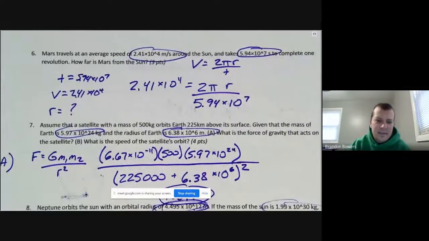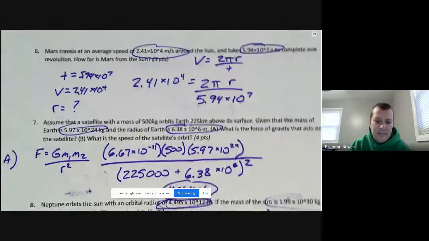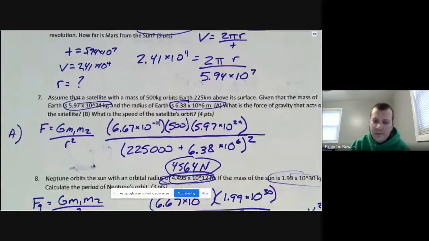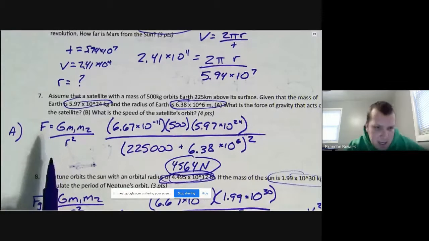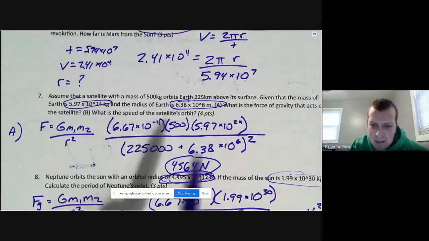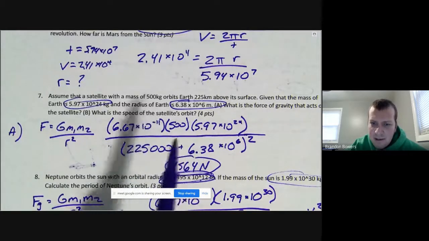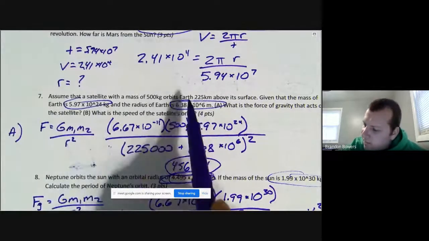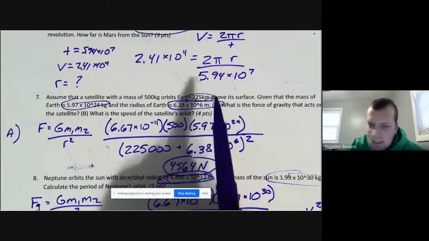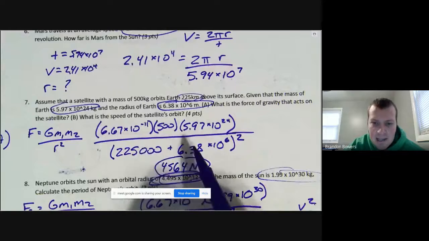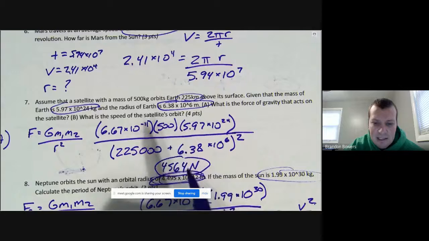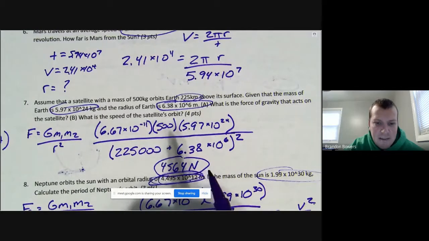Number 6, part A, just how to use the universal gravitational force equation. Plug in all your numbers. Now on the bottom, it's Earth was given in kilometers above its surface, in that many kilometers. You had to convert that to meters and add that to the radius of Earth. Okay, you had to add that to the radius. And that solves for A.